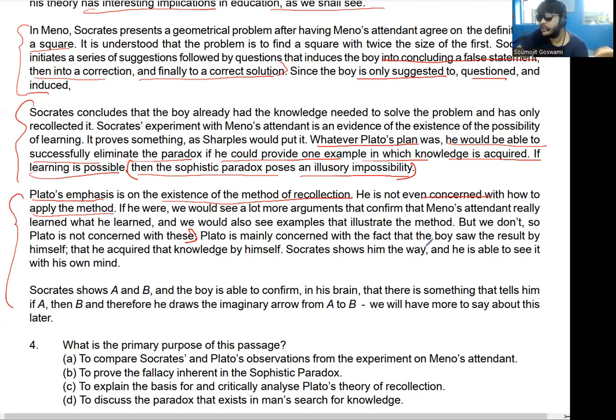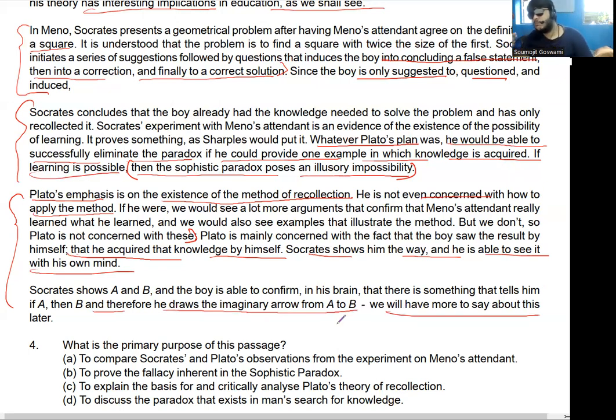Plato is mainly concerned with the fact that the boy saw the result by himself, that he acquired the knowledge by himself. Socrates shows him the way and he is able to see with his own mind. Basically, Socrates shows A and B, and the boy is able to confirm in his brain that there is something that tells him if A, then B, and therefore he draws an imaginary arrow. We will have more to say about this later.